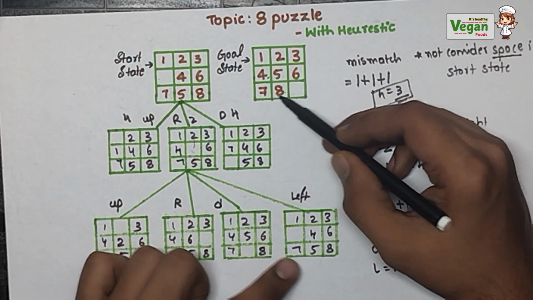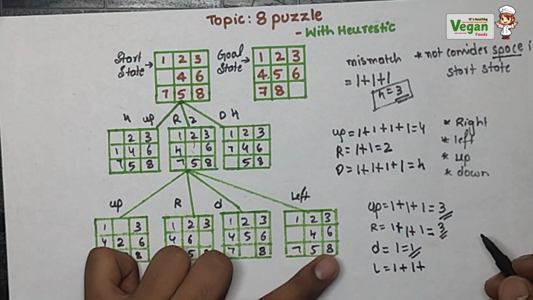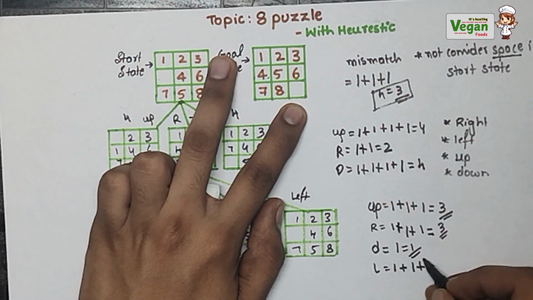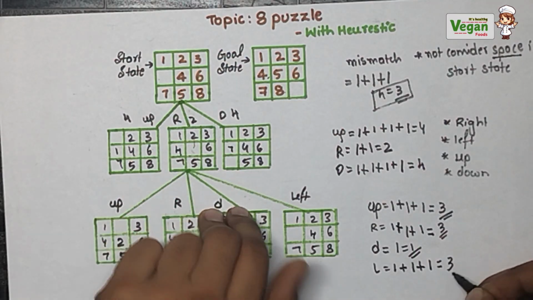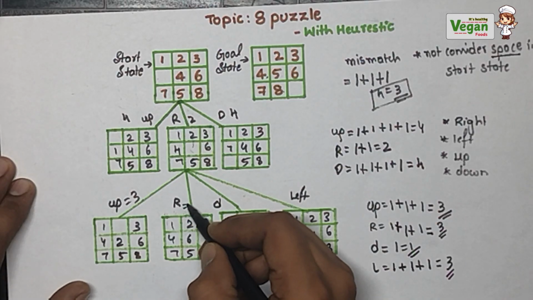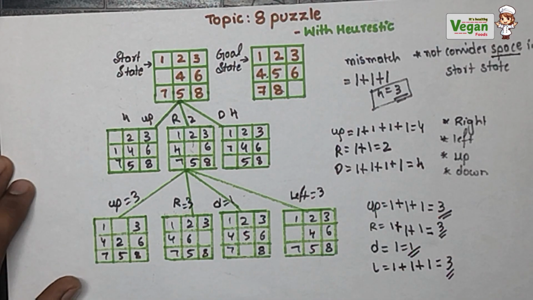6 is same, 7 is same. Here 5 is there, here 8 is there. So another 1 mismatch. Here 8 is there, here free space. If free space is in the goal state, you will consider it as the mismatch. So total 3 mismatch. So write them: 3, 1 and 3. So who is having the less heuristic value or the less mismatch?